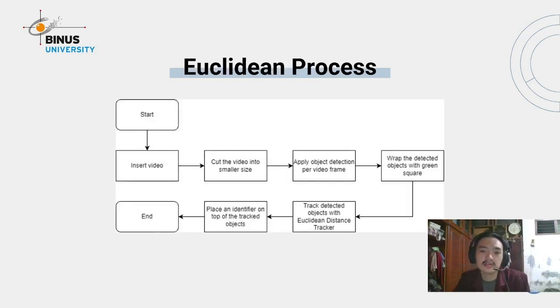And this is the Euclidean process. It's the same as I explained before. From the start, we insert the video into our IDE, we cut the video into a smaller size, and we apply object detection per frame. We wrap the detected object with a green square, and we track the object with the Euclidean distance tracker, and we place an identifier on top of the tracked objects.